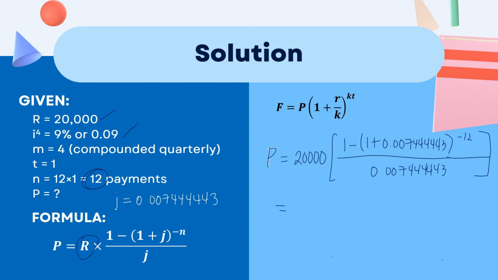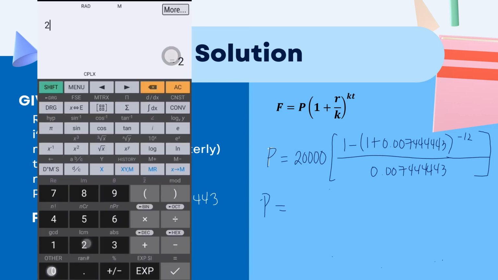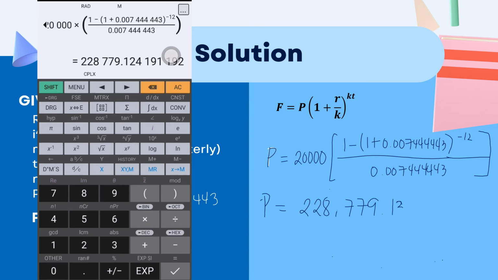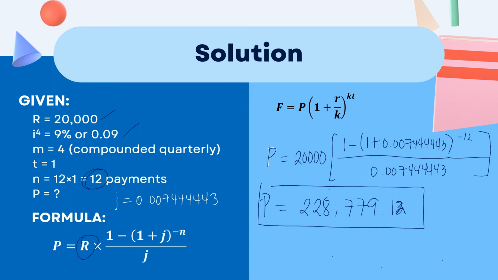And then, pwede na po natin siyang idiretso sa ating calculator. 20,000 times 1 minus 1 plus 0.007444443, raised to negative 12, over J pa rin po, equal to 228,779 pesos and 12 cents. Ayan na po yung present value ng refurnishing na kanilang bahay.